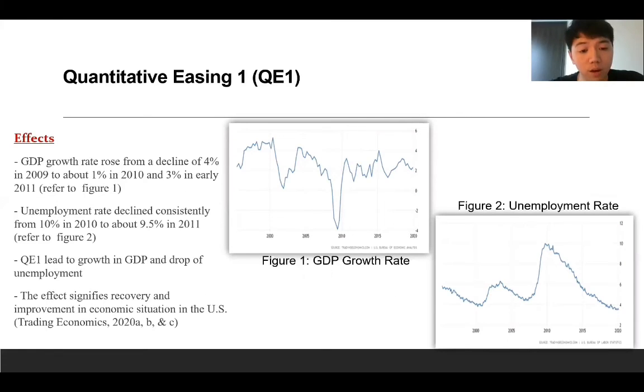The effect of QE1 can be determined by looking at changes in indicators such as GDP growth rate and unemployment rate. The GDP rate rose from a decline of 4% in 2009 to about 1% in 2010, and 3% in early 2011. The unemployment rate declined consistently from 10% in 2010 to about 9.5% in 2011. Therefore, it's evident that QE1 had some positive effect on the growth in GDP and the reduction of unemployment, signaling recovery and improvement in the economic situation in the US.